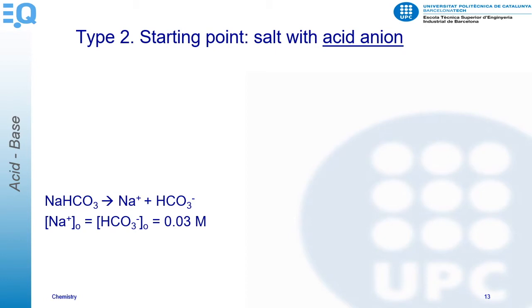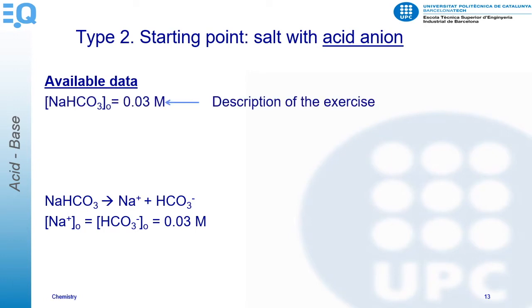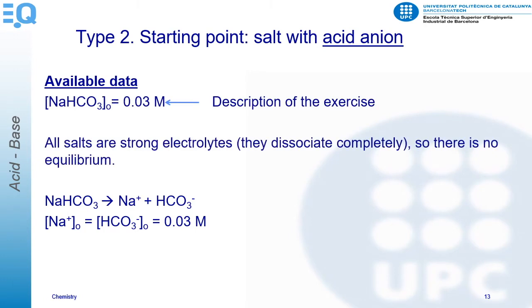There is no equilibrium. There is only a one-way arrow. Salts can be both precipitated, which are found in the solid state, or in solution. But if they are in solution, they are completely dissociated. The exercise tells us that the concentration of hydrogen carbonate is 0.03 molar. As it is completely dissociated, this means that the concentration of both sodium cation and hydrogen carbonate anion in equilibrium is 0.03 molar.